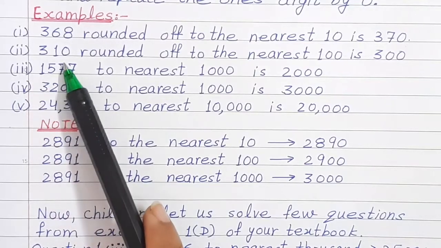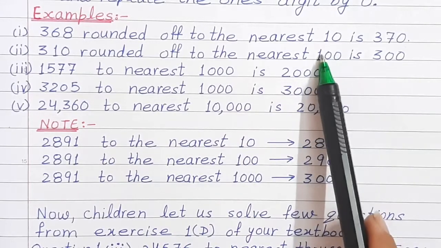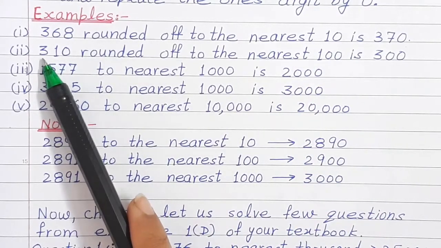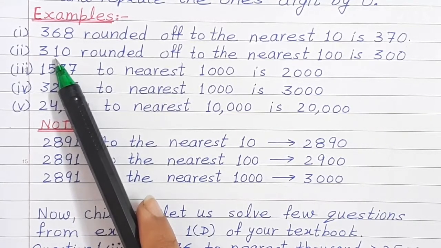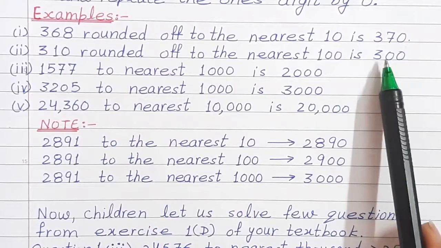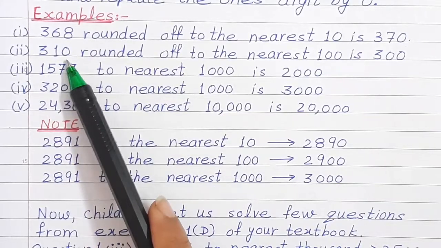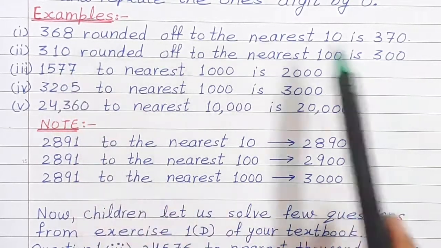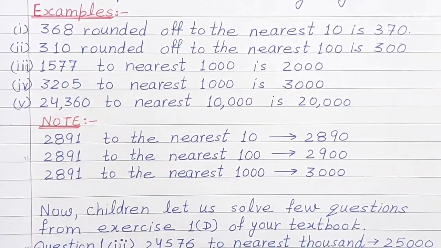Similarly, 310 rounded off to the nearest 100. Now the digit at the 100 place is 3 and the digit just after that, at the tens place, is 1. Now 1 is less than 5. So what we have to do is change this digit into 0. So the answer is 300. So 300 is nearest to 310. Students, here if we consider 400, then it is much farther away from 310. Clear?